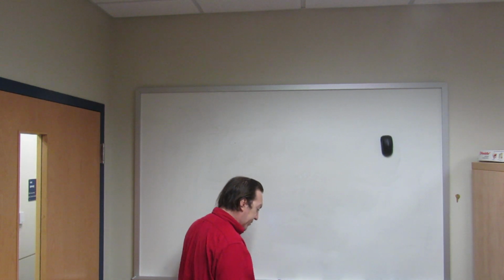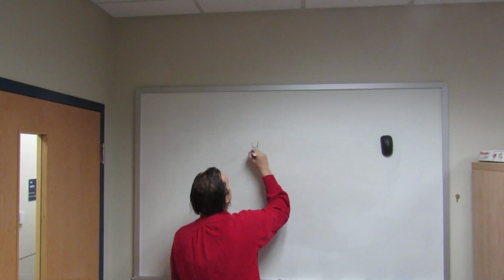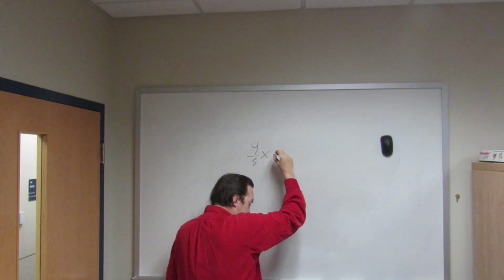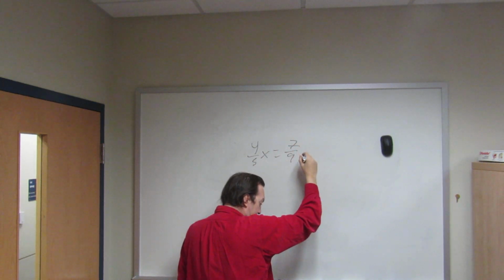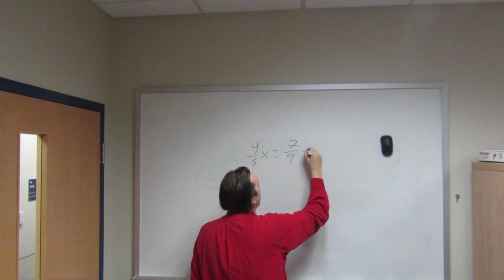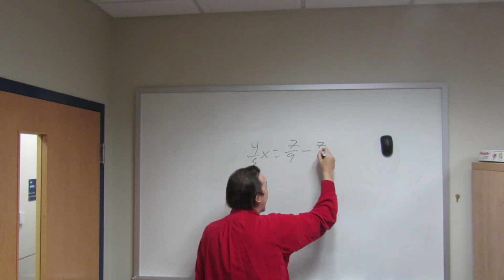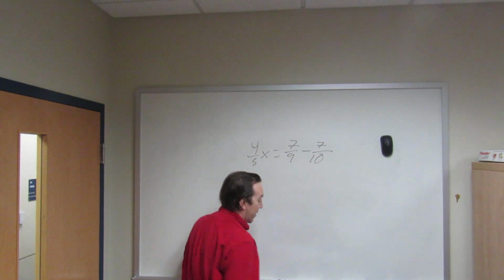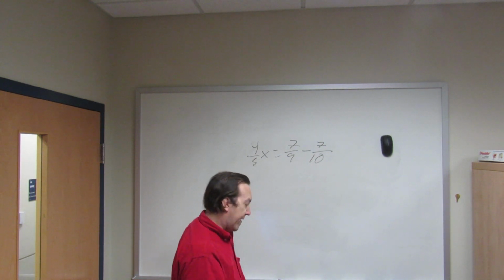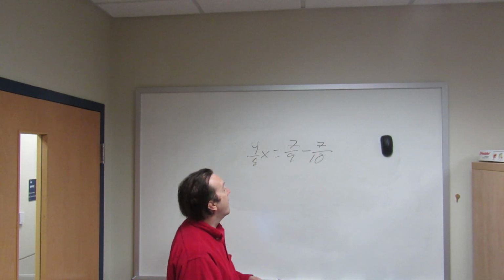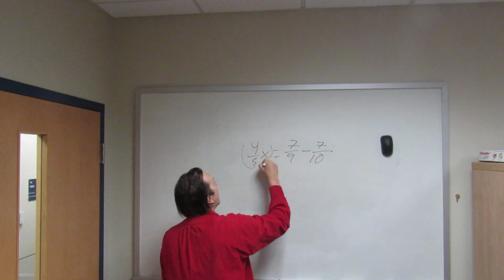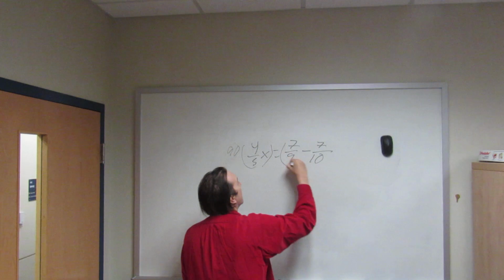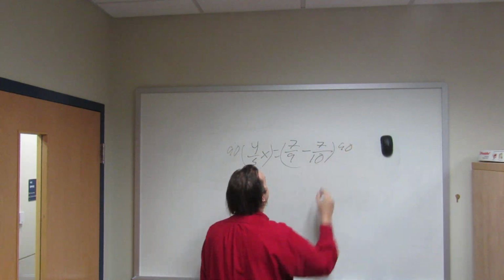Next one will be something like 4 over 5x equals 7 over 9 minus 7 over 10. So here, again, try to find the least common denominator, and here it's going to be 90. So we're going to multiply everything by 90, and that's going to get rid of your fractions.